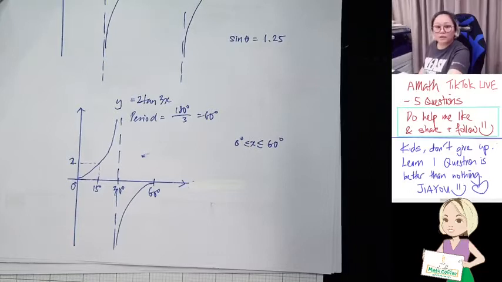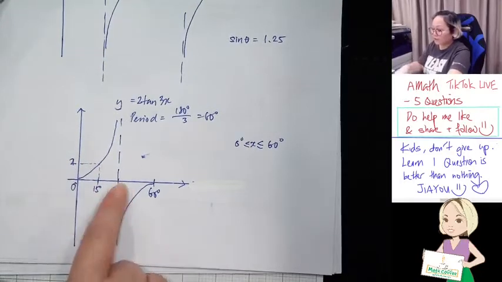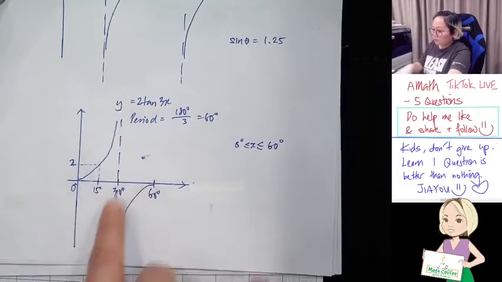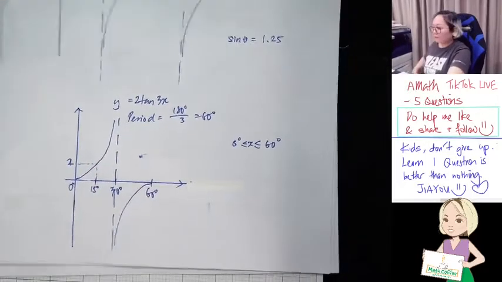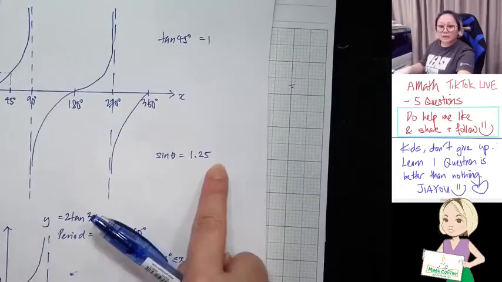Yes, more than 1 still put there. The amplitude is always here. It's always the first asymptote half. That part is the amplitude. Okay? So back to this one. Sine theta equals 1.25.